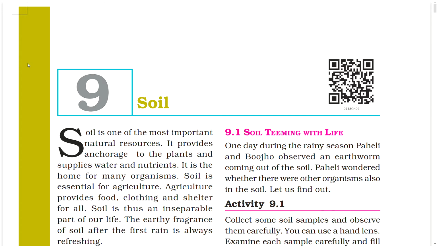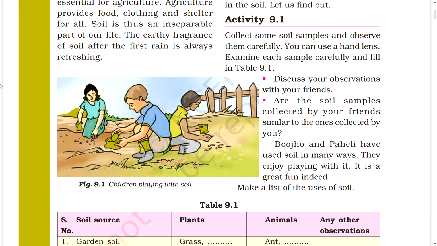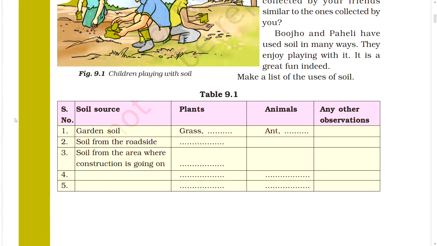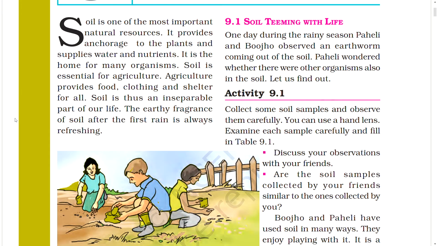The earthy fragrance of soil after the first rain is always refreshing. Figure: children playing with soil. 9.1 Soil teeming with life.